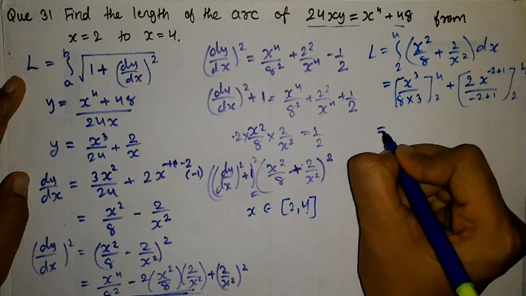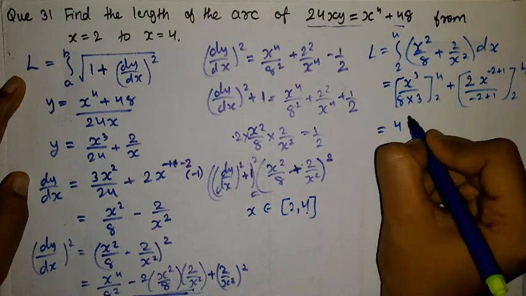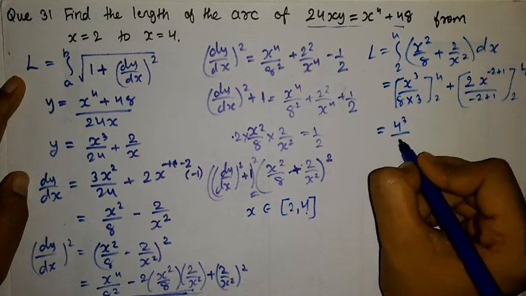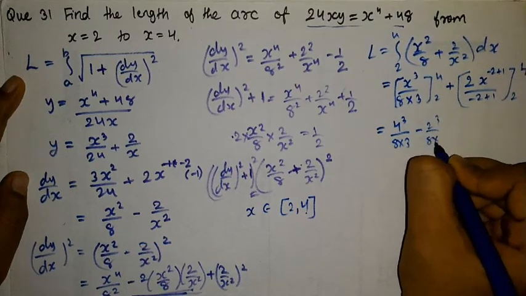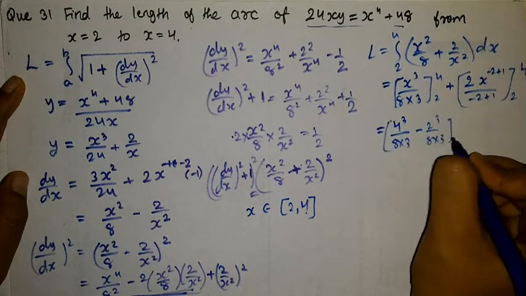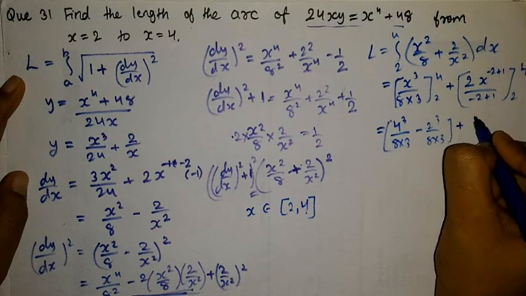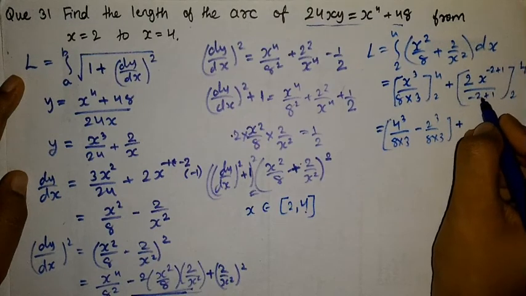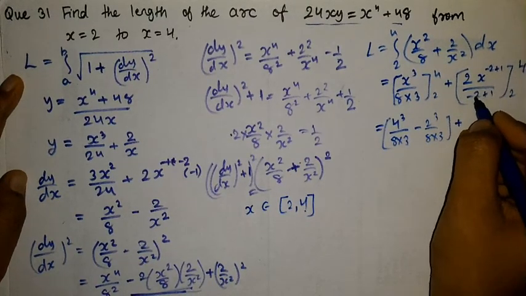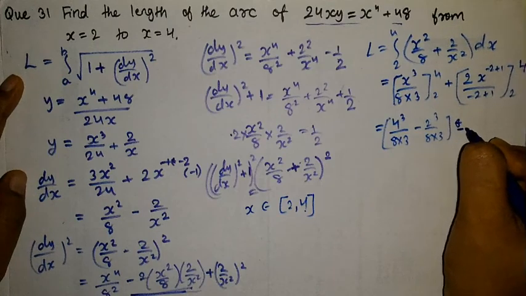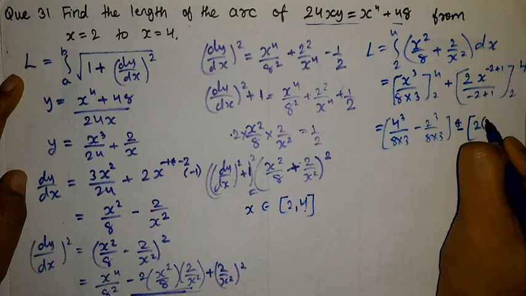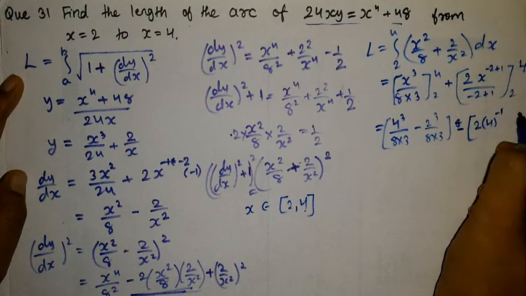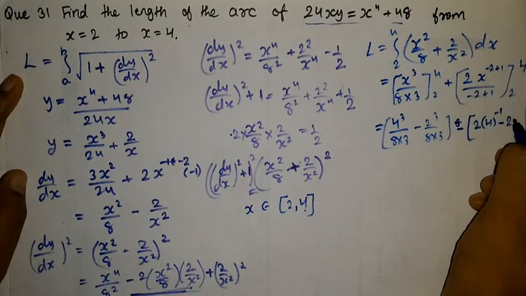Now put the limits. So we get upper limit minus lower limit. So we get 4 cube upon 8 into 3 minus 2 cube upon 8 into 3, plus, let's take this term outside, minus 2 plus 1 will be minus 1. So minus we can write into, put upper limit, so we get 4 raised to minus 1 minus 2 into lower limit, 2 raised to minus 1.